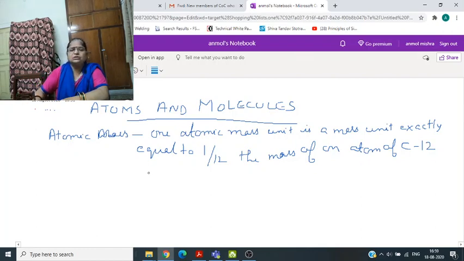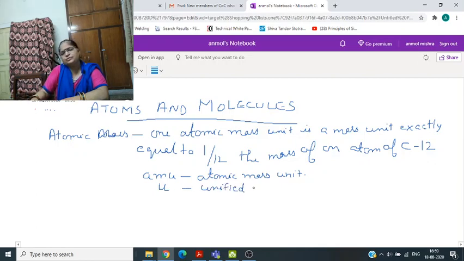In short it is called AMU, that is atomic mass unit. Nowadays it has been replaced by small u, that is unified mass unit. How to find out atomic mass, I have already told you.